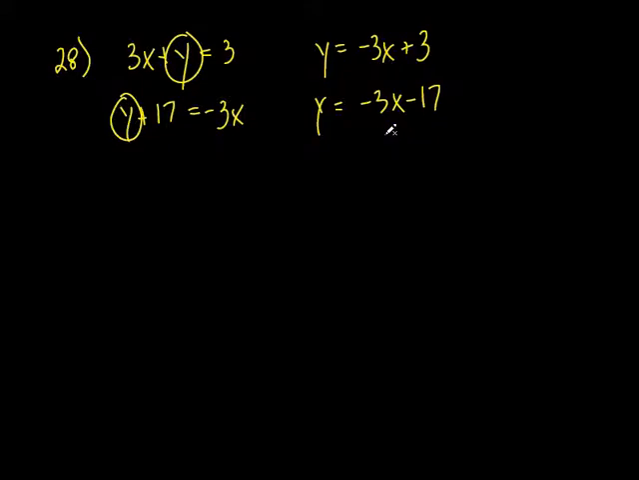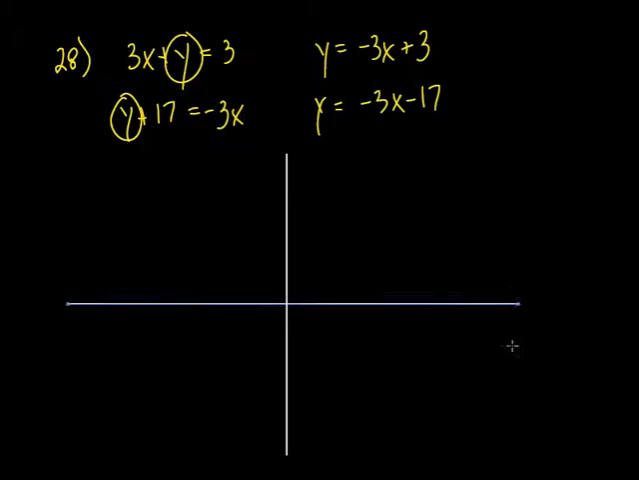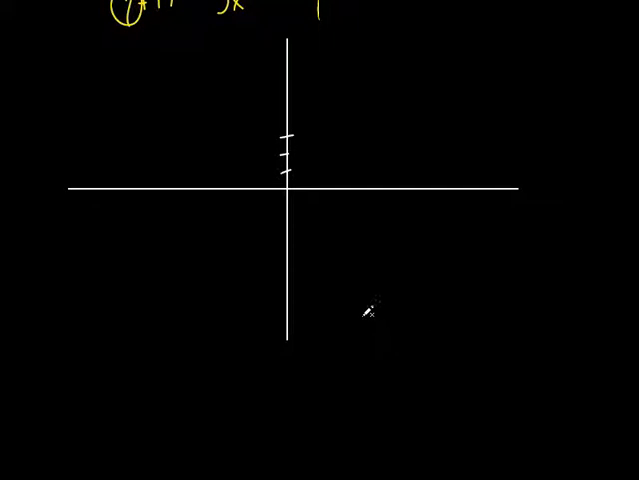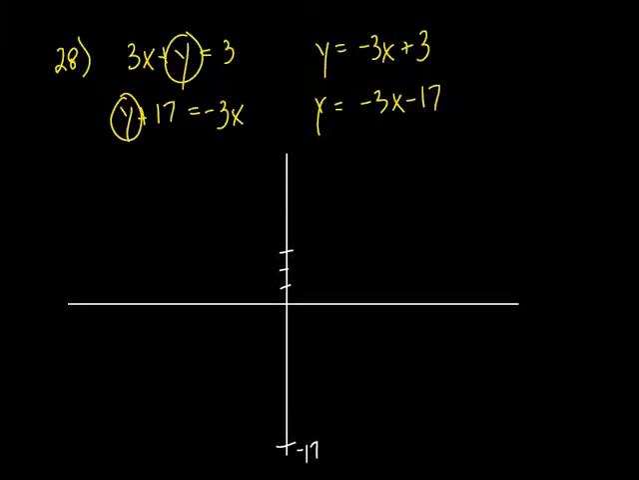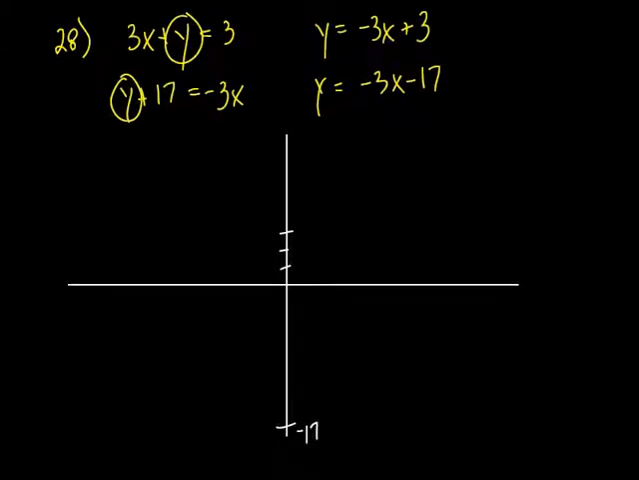And what do we have to find? We have to find the distance between them. So let's draw a little graph just to let us visually see what's actually going on here. I think that's very, very helpful. So let's graph both of these. +3, -17. Actually, I don't have to count down exactly, do I? Let's say it's down here like this. Is that all right? And they both have a slope of -3, correct?